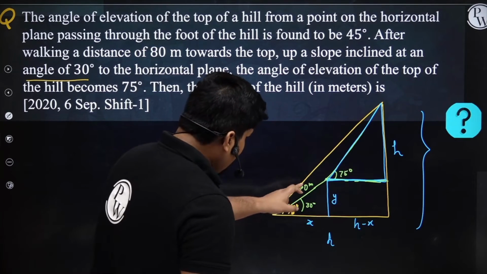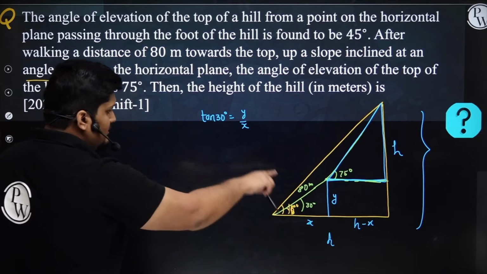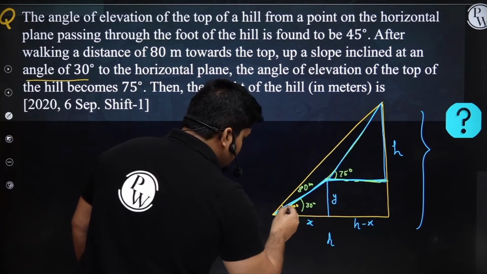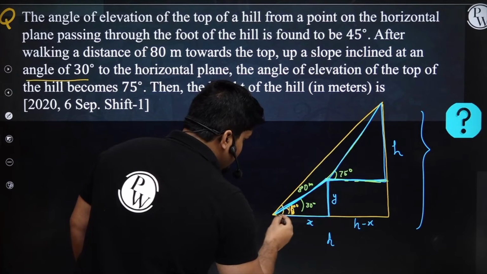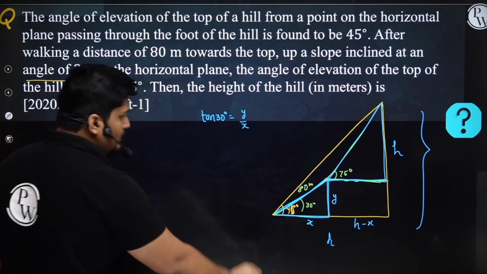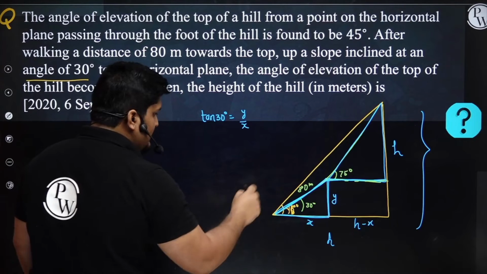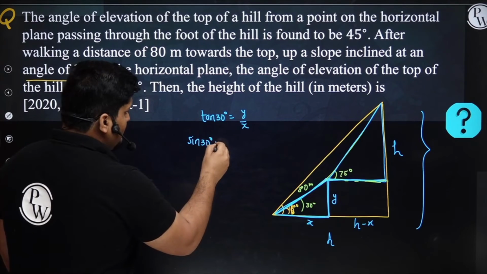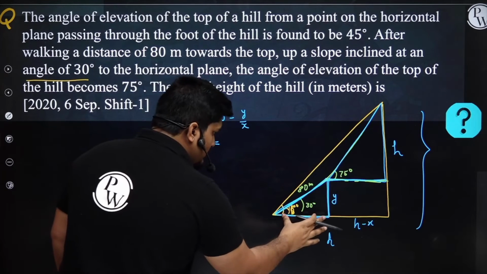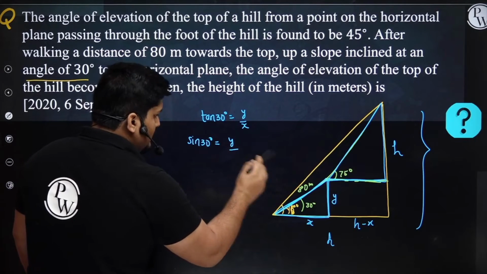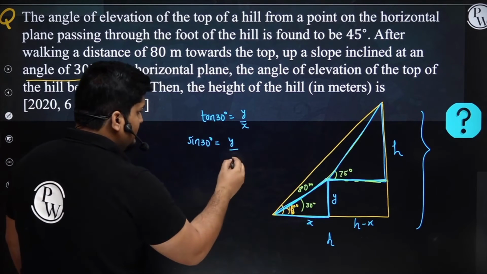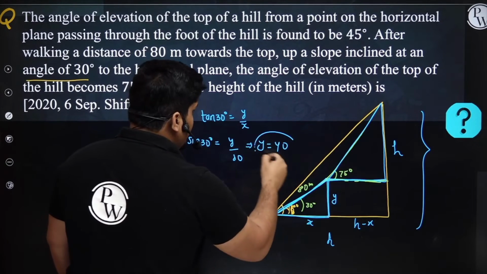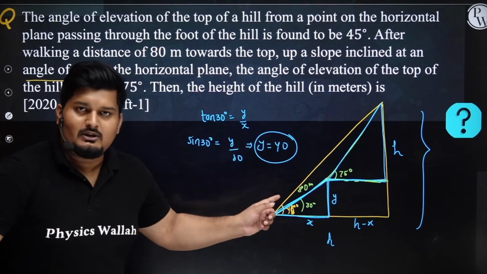And this x can be found out because we see 80 meter. This hypotenuse is known. It is 80 meter. So if you use the sine here, what will be sine 30, guys? Sine 30 degree will be equal to perpendicular y divided by hypotenuse, which is 80. So from here we get y is equal to 40. Excellent. We got value of y. Similarly, we can get value of x also.